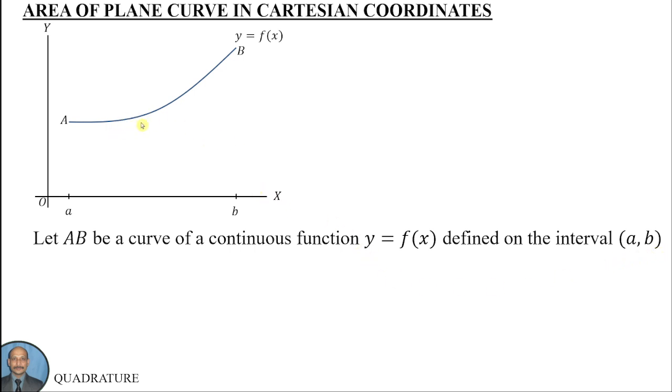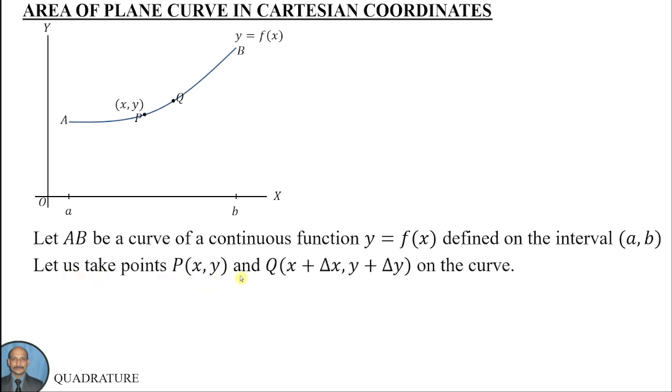Let us take two points P and Q on the curve. Point P has coordinates (x, y), and point Q has coordinates (x plus delta x, y plus delta y), so that P and Q are sufficiently near to each other.